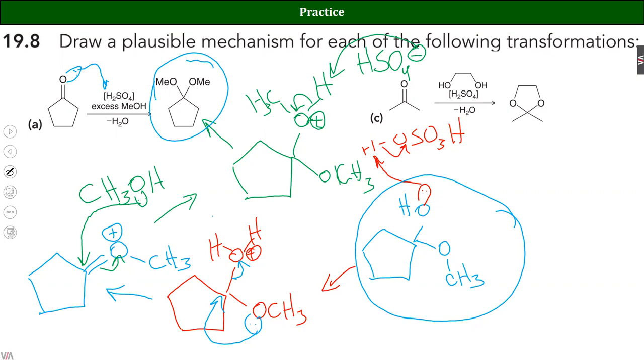So when it comes to remembering how to draw this mechanism, I would remember it in two steps. Remember the steps to get to the hemiacetal, and then you just have to remember those two extra steps to get here. Now you're most of the way to the acetal formation: protonate the leaving group and then form that carbonyl-ish thing.